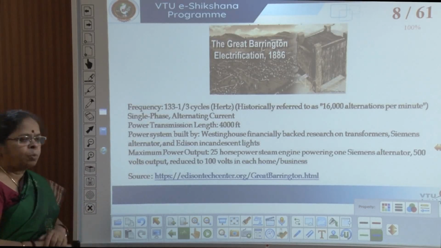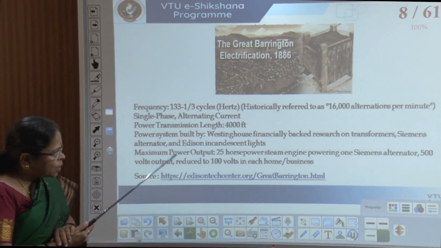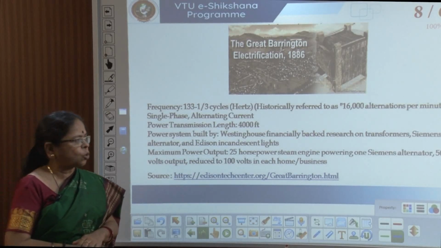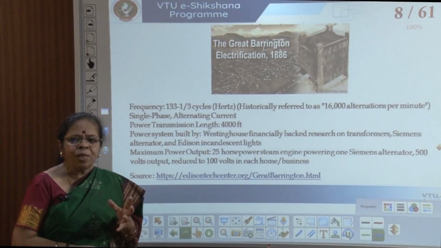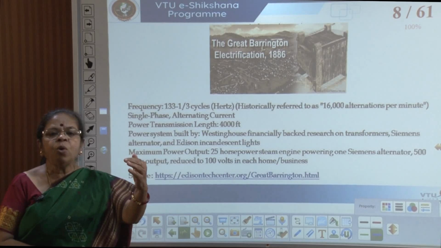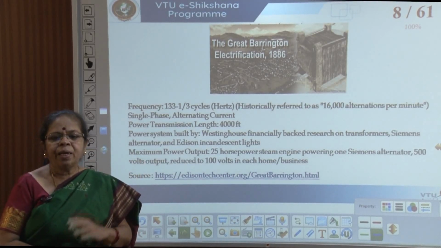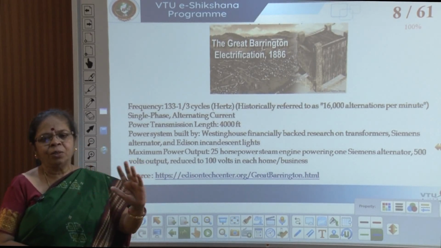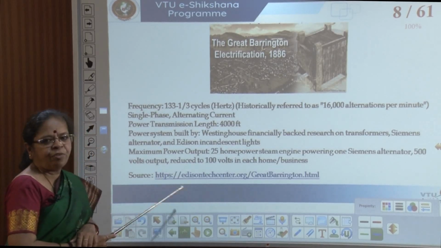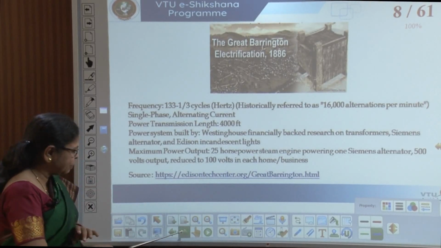And the maximum power output was 25 horsepower, and again it was powered by a Siemens alternator. The generator used was a Siemens alternator, and the voltage was 500 volts, and it was reduced to 100 volts using a transformer, and this was supplied to all the homes. Okay. So, you can check out this reference to get more details if you are interested. It is a very interesting article.